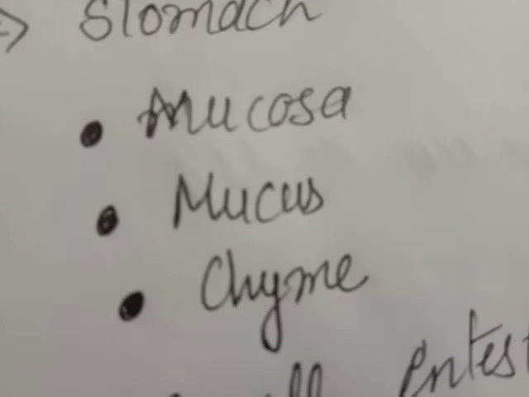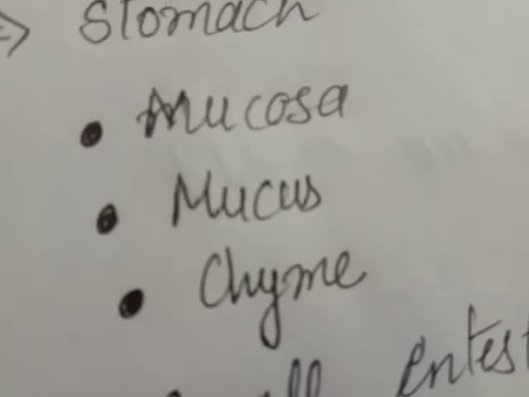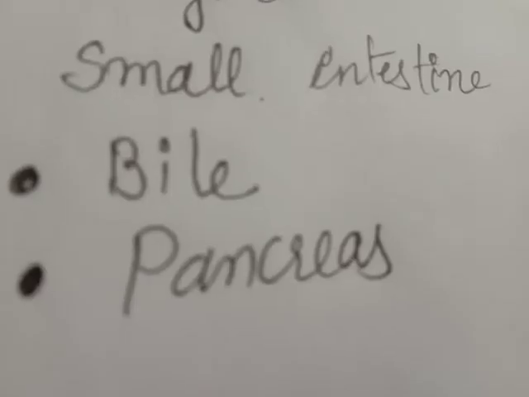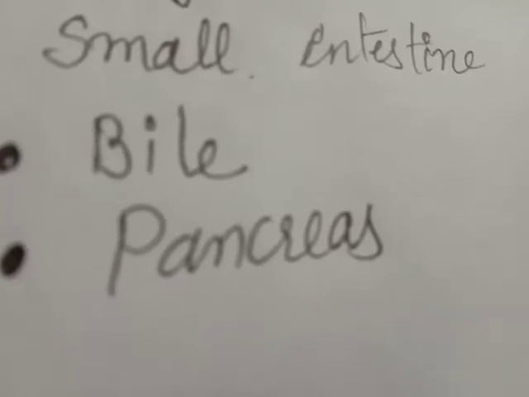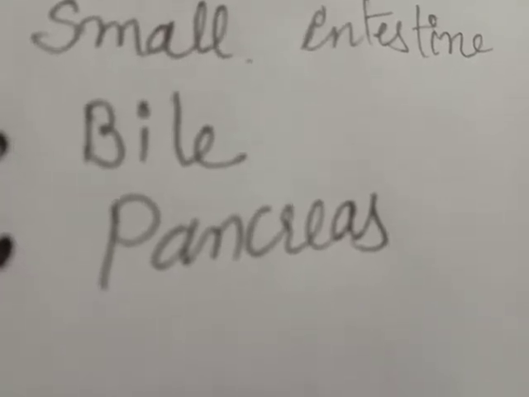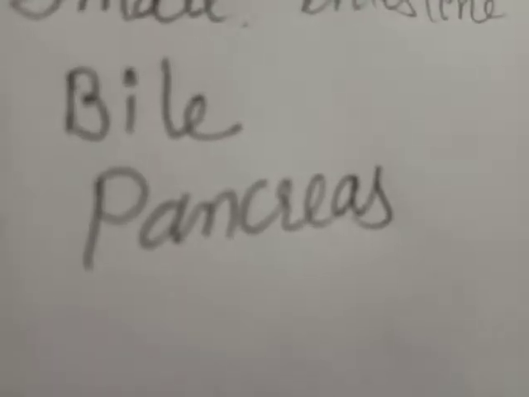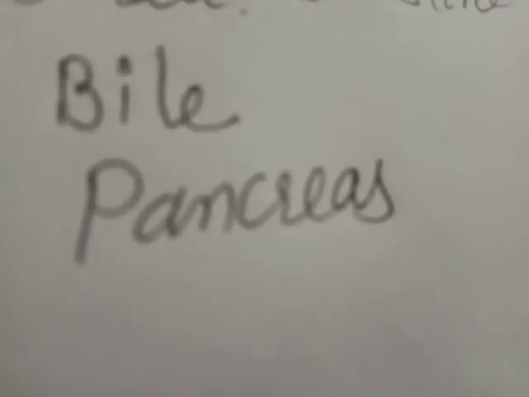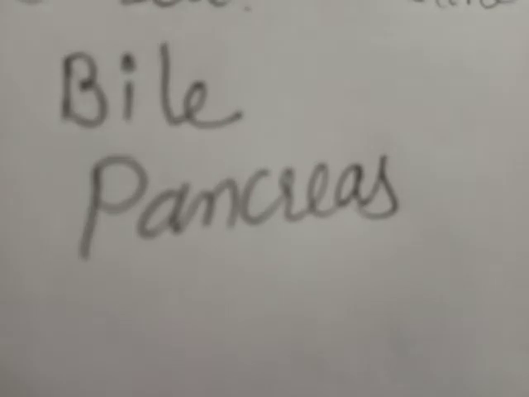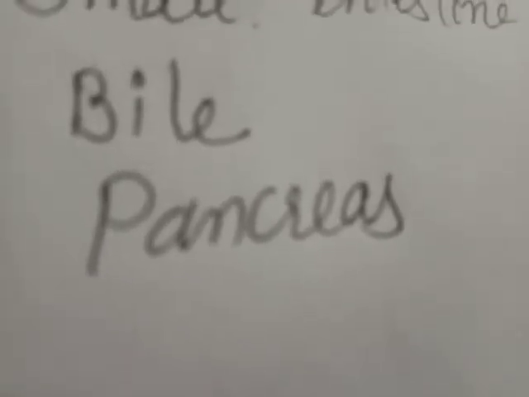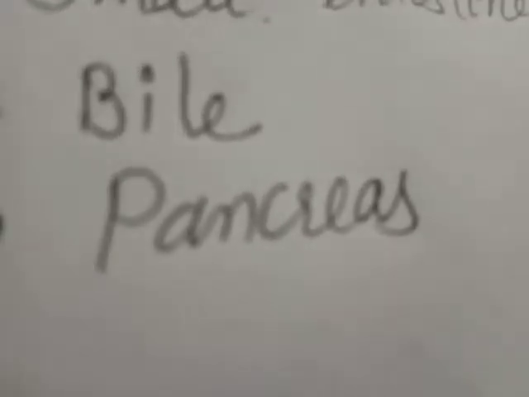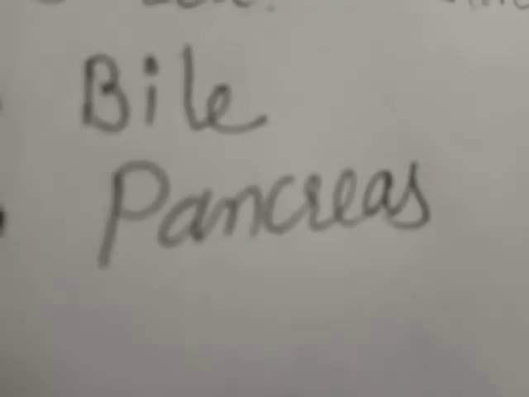The chyme leaves the stomach and enters the small intestine. Small intestine is a long and narrow coiled tube connected to the stomach. As the chyme enters the small intestine, bile from the gallbladder and pancreatic juice from the pancreas mix with the food.